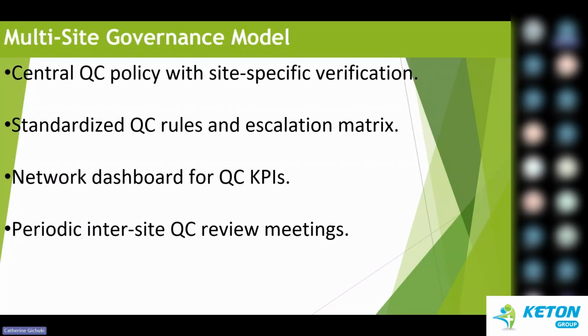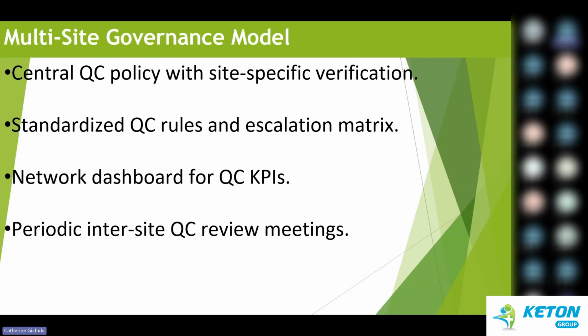Multi-site governance model. And this we had mentioned about the multi-site governance. This is how to manage quality control across multiple labs or branches or platforms. Once a central QC policy has been set, it is applied locally, applied everywhere. So you have one standardized QC policy for all sites, but each site verifies and implements its own verification on its own analyzers.